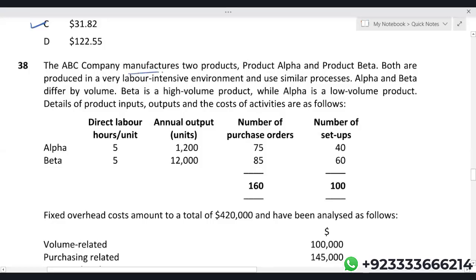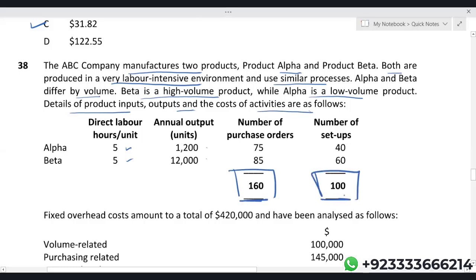The ABC company manufactures 2 products, alpha and beta. Both are produced in a very labor-intensive environment. They use a similar process, but alpha and beta differ by volume. Beta is a high volume product while alpha is a low volume product. Details of product inputs, output, and cost activity are as follows. Per unit direct labor hours 5. Number of purchase orders 160. Number of setups 100.